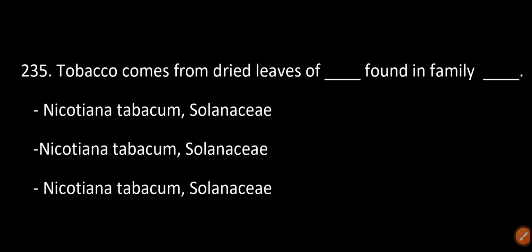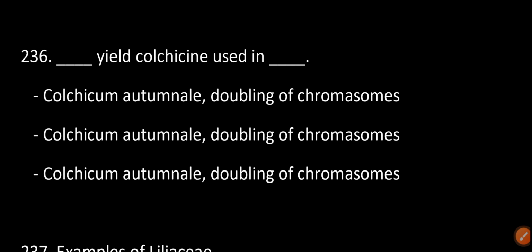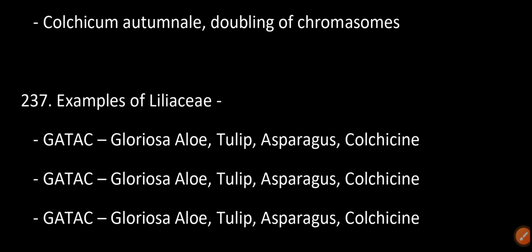Tobacco comes from dried leaves of Nicotiana tabacum, found in the Solanaceae family. Colchicum autumnale yields colchicine, used in doubling of chromosomes.